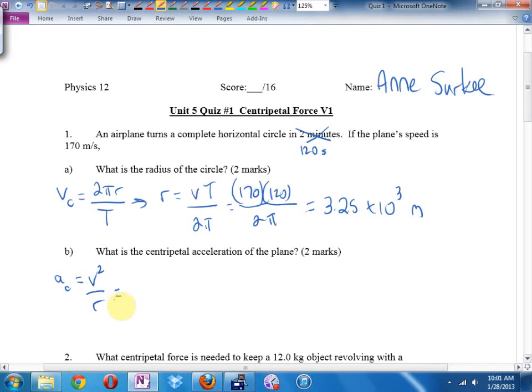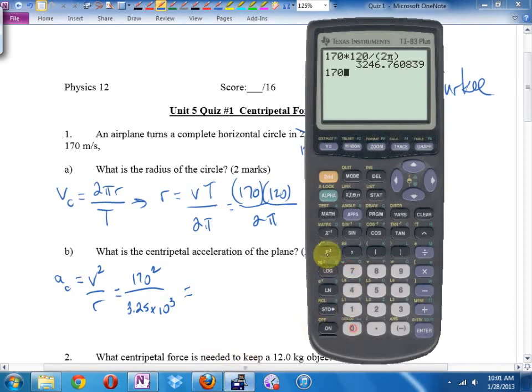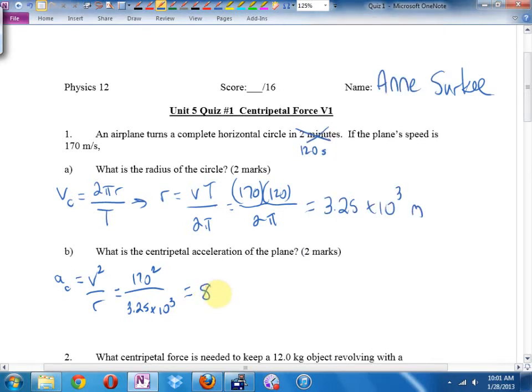My acceleration is apparently 170 squared divided by the radius. So it's 170 squared divided by this. 8.9 is the acceleration. And units meters per second squared.